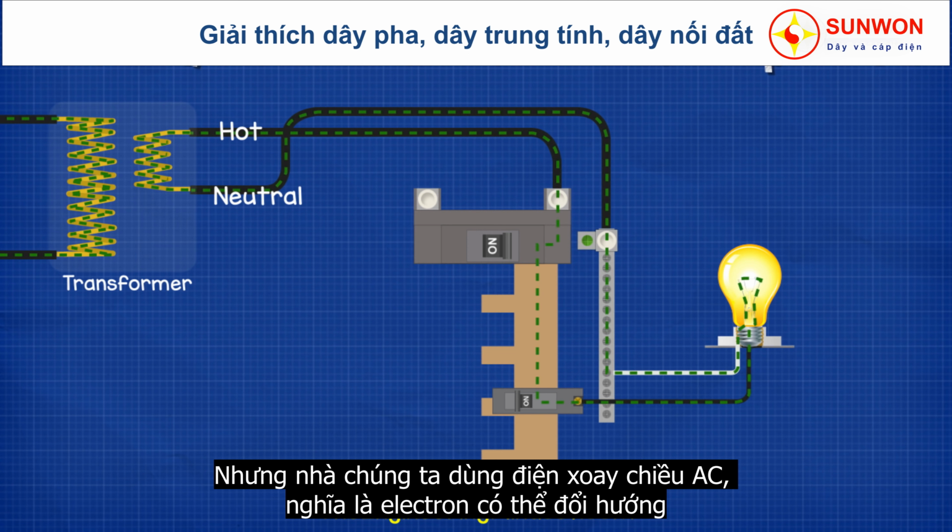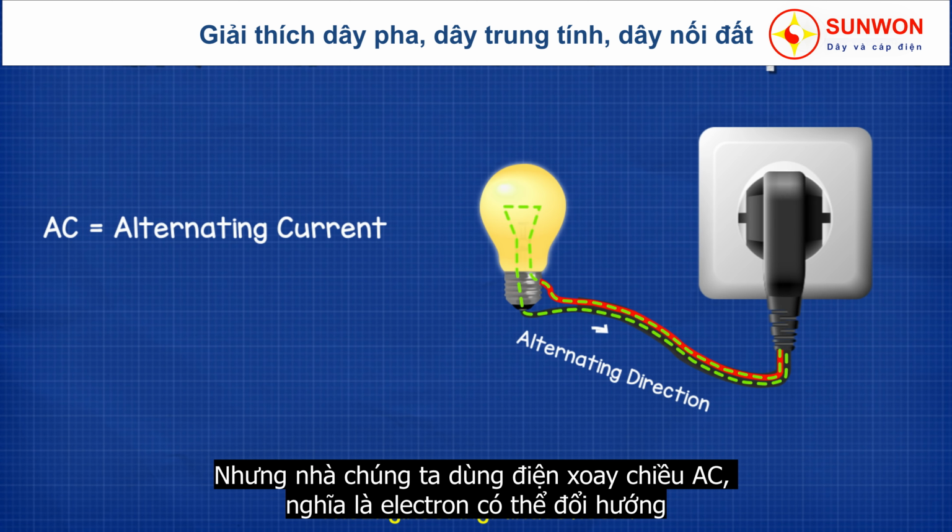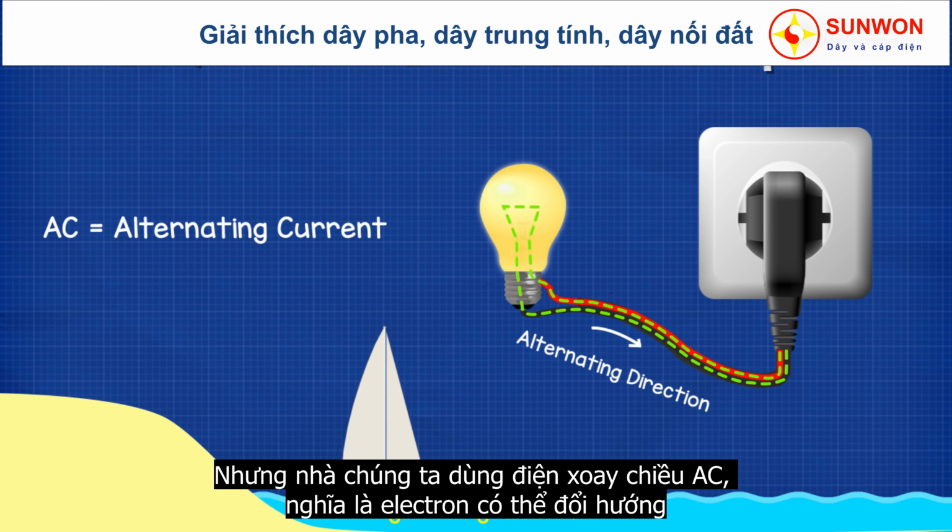But in our homes, we have AC alternating current, which means the electrons alternate their direction between forwards and backwards, much like the tide of the sea.